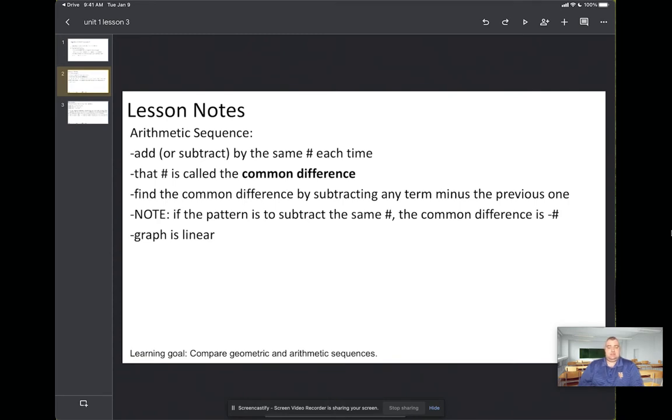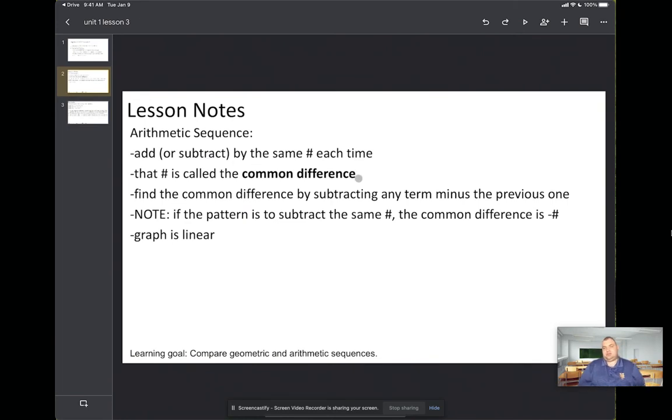And for this lesson, we're going to learn about a different type of sequence called an arithmetic sequence. It looks like arithmetic, but we actually pronounce it arithmetic. You might remember from the previous lesson, we learned about what we called a geometric sequence in which the pattern is to multiply or divide by the same number each time. Well, an arithmetic sequence is a similar type of sequence, except this time the pattern is to add or subtract by the same number each time.